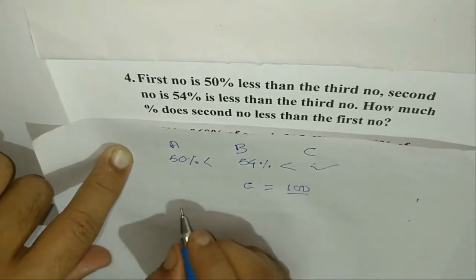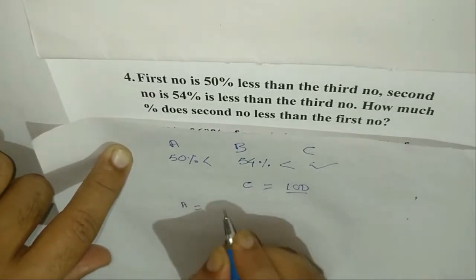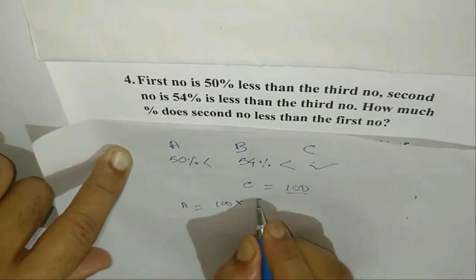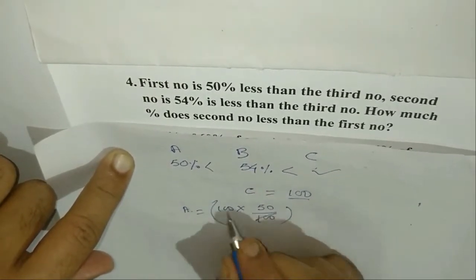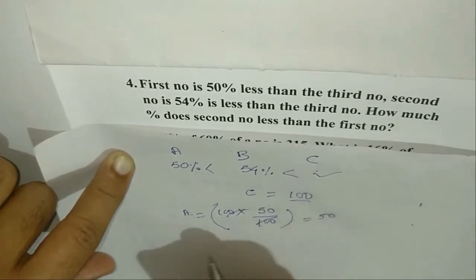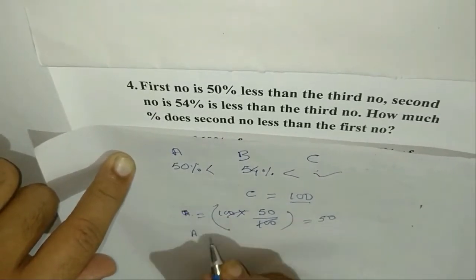So to solve this problem, let us assume C is 100. Because all the numbers are imaginary, we are assuming C is 100. So now A is 50% less than C. So how much is A less than C? 100 into 50 by 100.